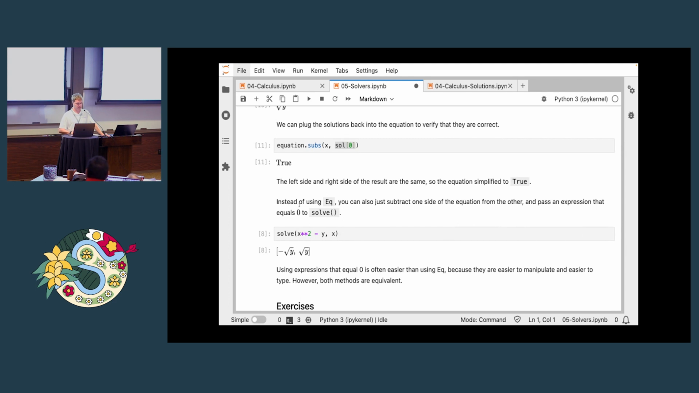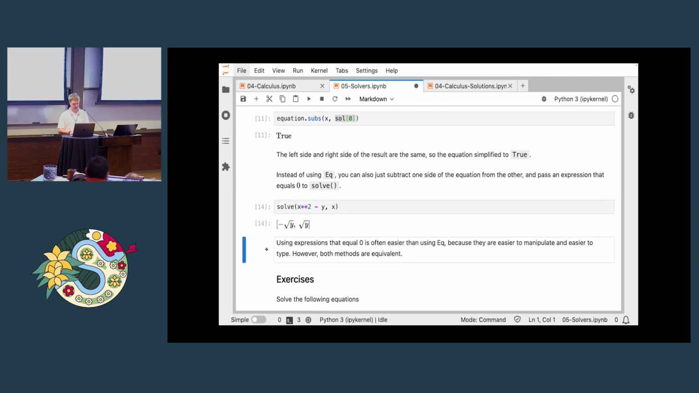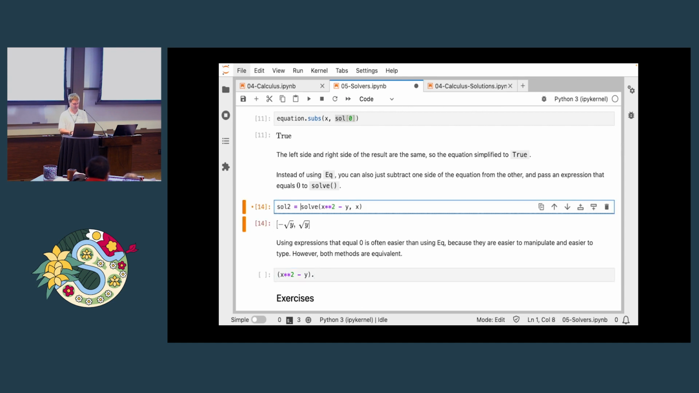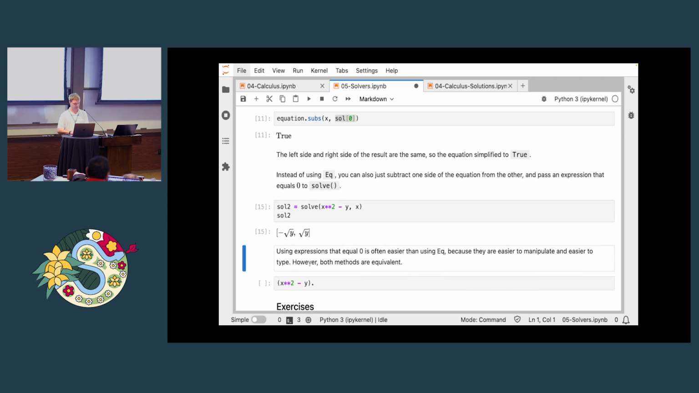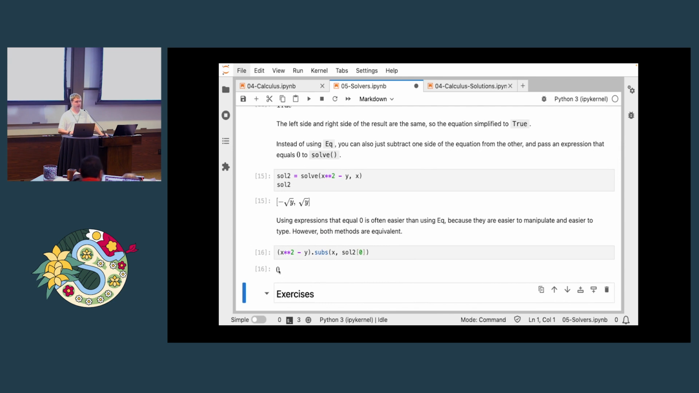So instead of x squared equals y, I'm just going to use x squared minus y. Because this is an expression, solve will automatically assume that it's equal to 0 and solve that. And so that's going to give us the same thing. For example, if we take this x squared minus y, let's say this is our second solution. If we substitute our solution into that, we should get 0 if it's correct.